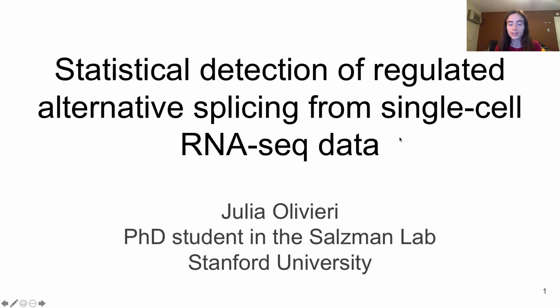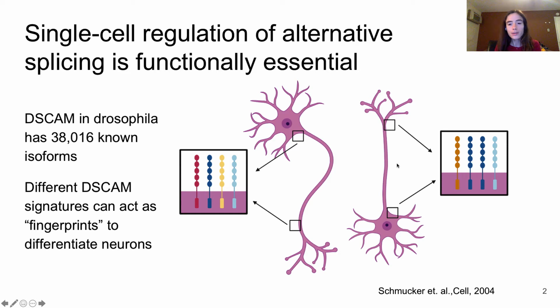single-cell RNA sequencing data. Single-cell regulation of alternative splicing is functionally essential, but is currently not well studied. A few interesting alternative splicing examples that have been extensively studied at the single-cell level have mainly been in the brain. For example, the transmembrane protein DSCAM expresses over 38,000 isoforms in the Drosophila brain. This is enough so that each neuron can express a different set of DSCAM isoforms, which act as a fingerprint so the neuron doesn't synapse to itself.